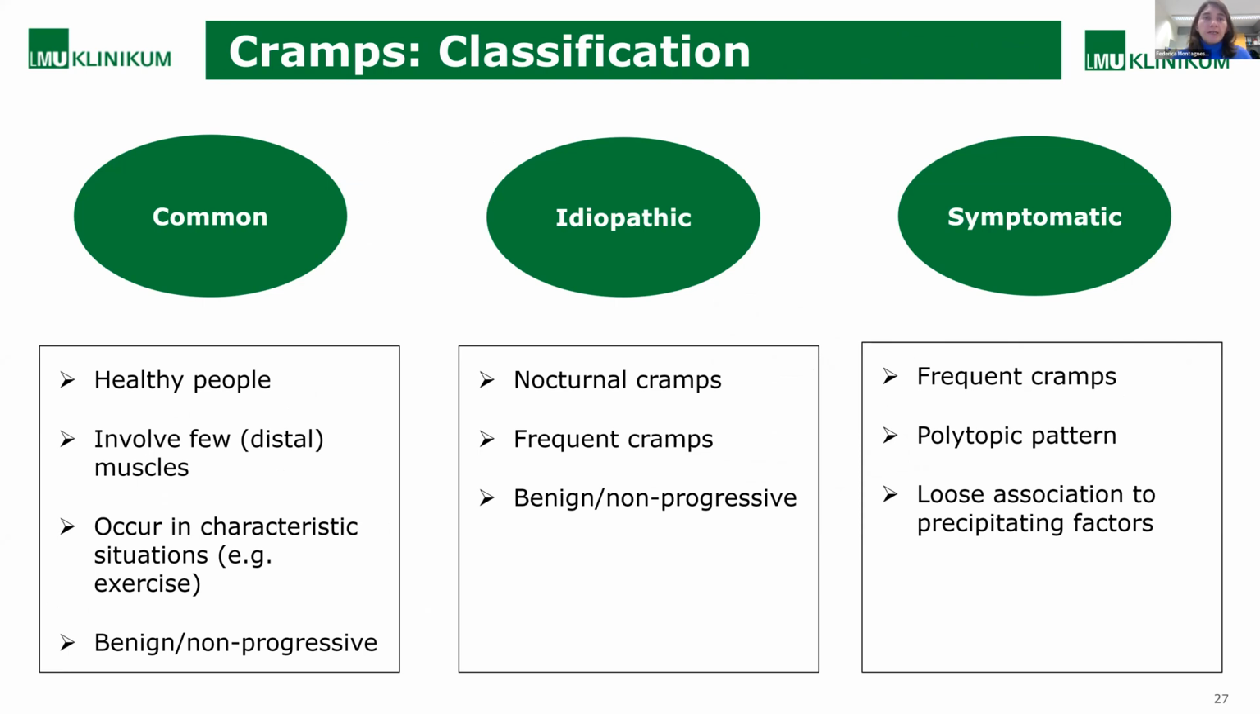Clinically, we can basically classify cramps into three main categories. We have the common physiological cramps that are a physiological response of muscle to extraordinary situations like intense exercise, or severe electrolytic disbalances. They involve mainly more distal muscles. They are quite predictable, related to specific situations and to specific phenomenology. They are benign and non-progressive.